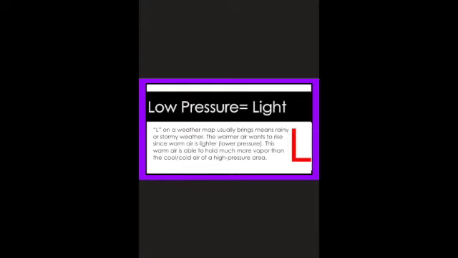Now, low pressure, low, light. They both start with the letter L. So that's an easy way to remember it. The L on a weather map usually brings rainy, stormy weather. So I call this the lousy weather. Lousy means bad. That's the weather we don't like.